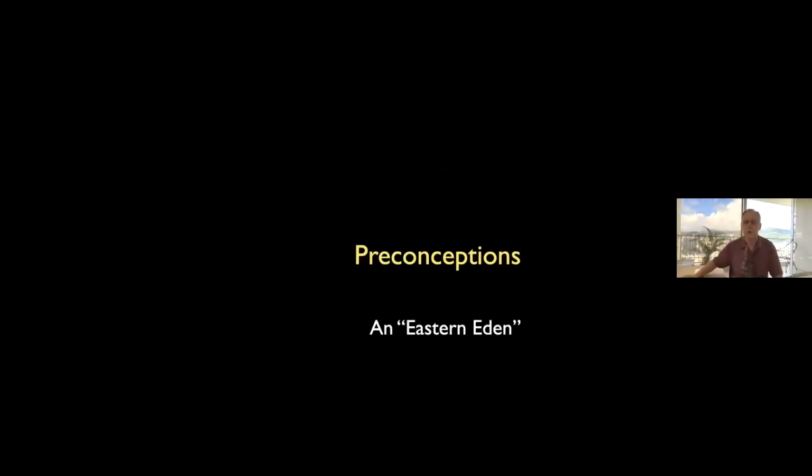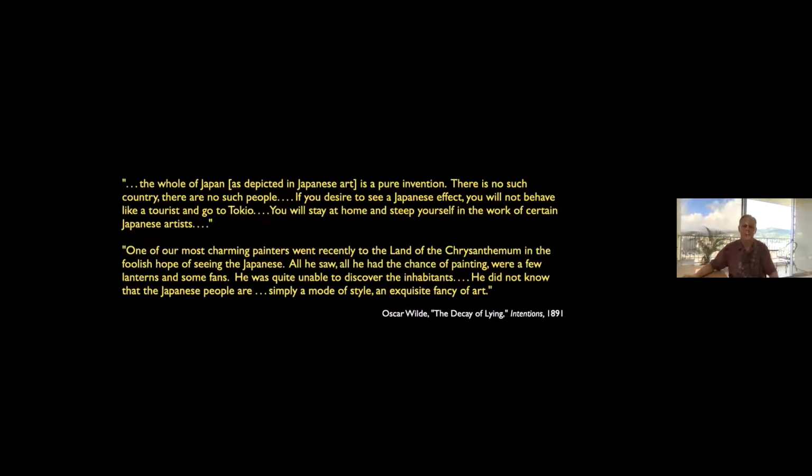So first, preconceptions then. For many Westerners who've never visited Japan, the notion of this Oriental Eden, occupied by mythical noble savages, as was the term then, loomed very large in popular publications. Here, for example, we have Oscar Wilde, the late 19th century British aesthetician, and he's basically saying you'd make a mistake if you went to Japan.